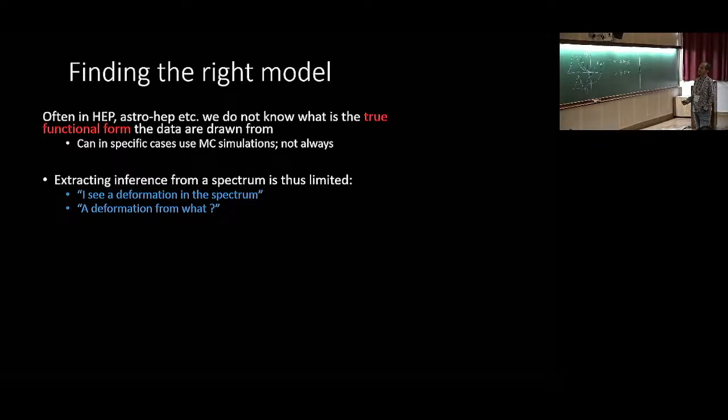So I should say, always in HEP, we do not know what is the true functional form of the data. So extracting inference from a spectrum is limited, because you say, I see a deformation in the spectrum. Yes, but the deformation from what? You cannot say that there is a deformation if you don't know what the baseline is, right?